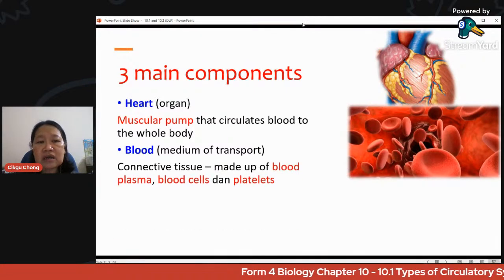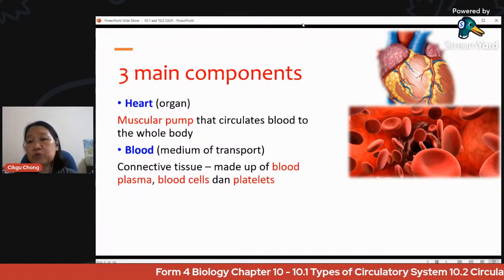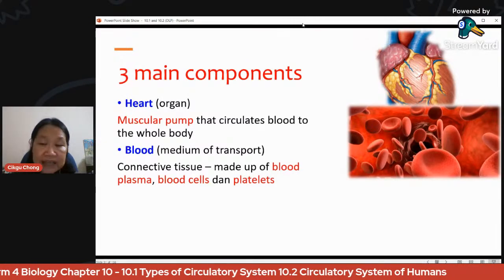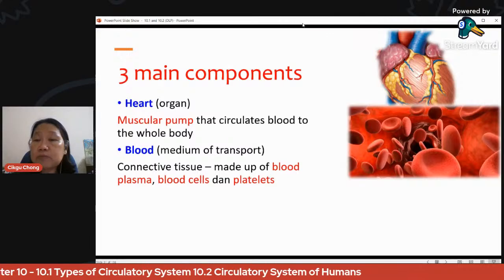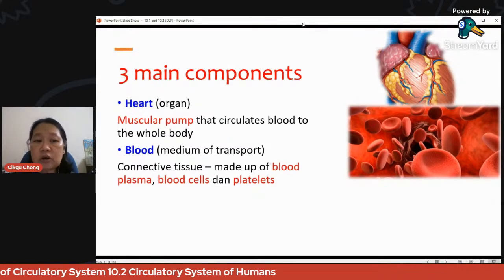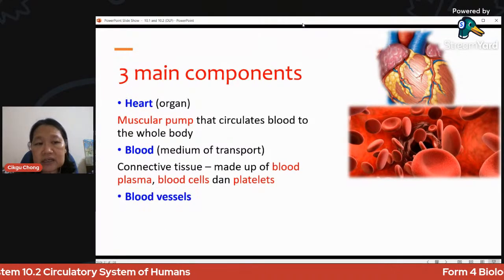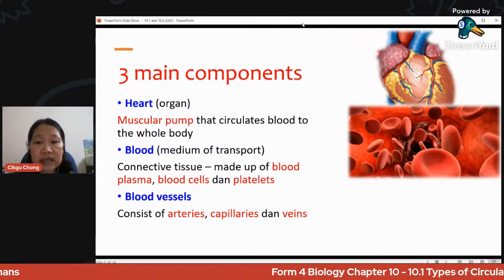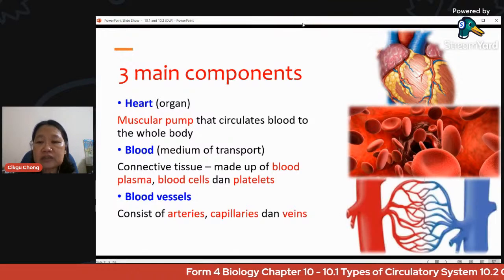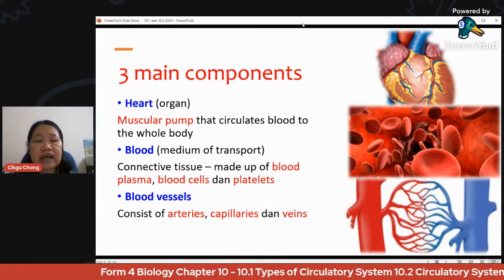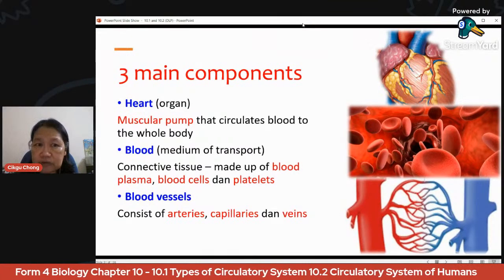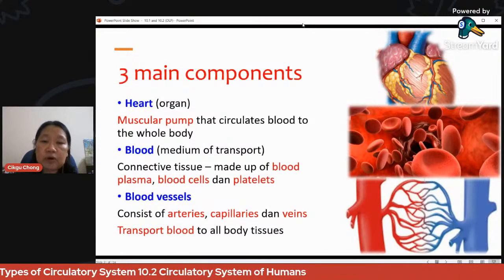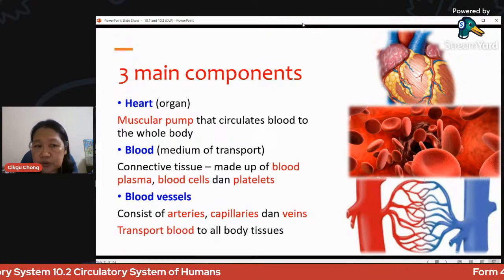It carries, there is blood plasma. The liquid part is called the plasma. There are blood cells, the cells inside the blood, and there are also platelets. We'll see the details later. Blood vessels are the tubes that contain the blood inside. There are 3 types: arteries, capillaries, and veins. We'll go through that in detail. The function of this is to transport blood to all the body tissues.